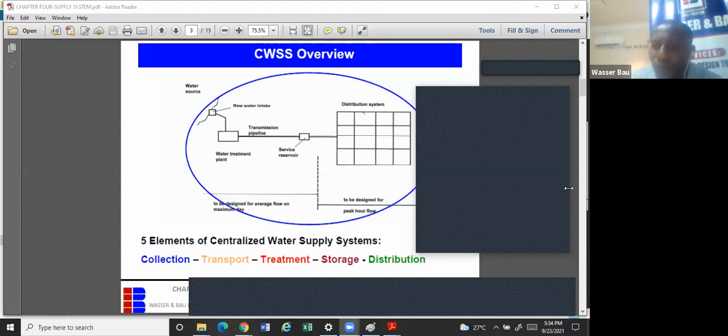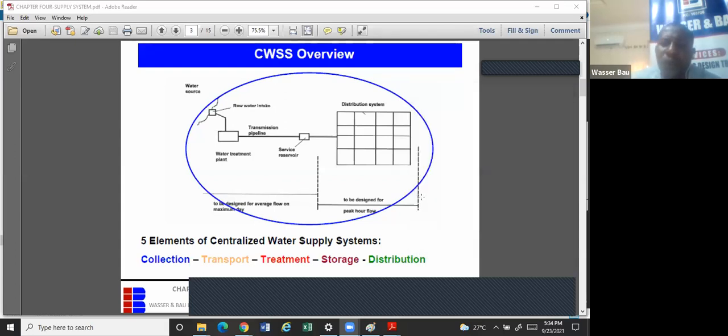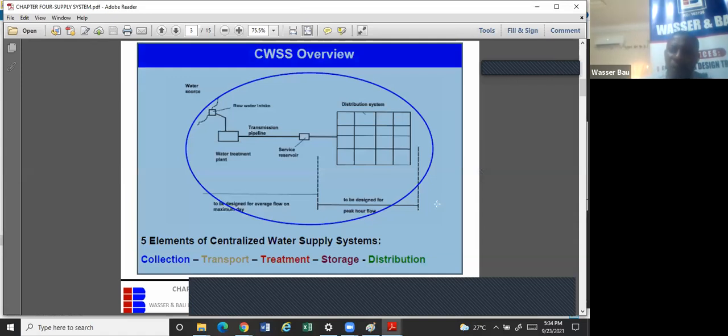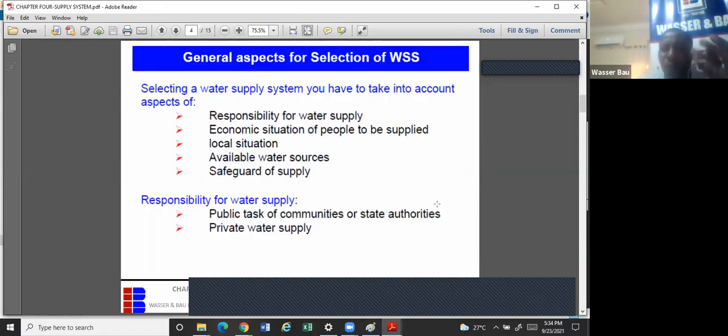Okay. So now, we've talked about these 3. So these ones will help you understand how to select a water supply system. You have to take into account who is responsible for the water supply system, and what is the economic situation of the people to be supplied. You must not supply water that they can't afford. Then what is the local situation?